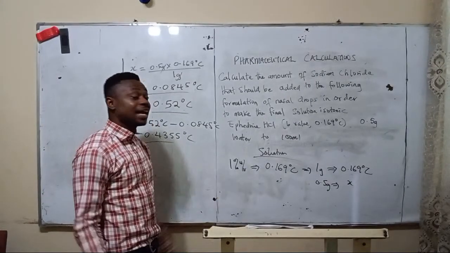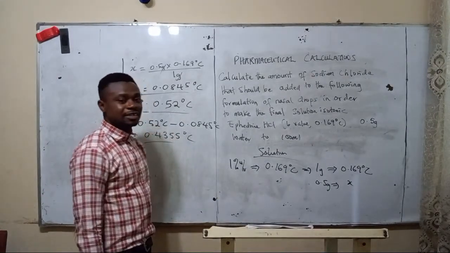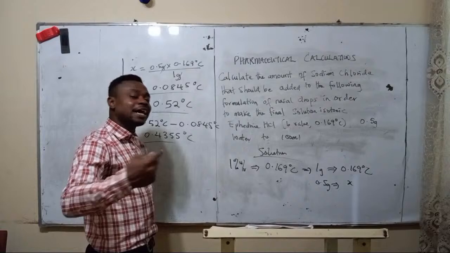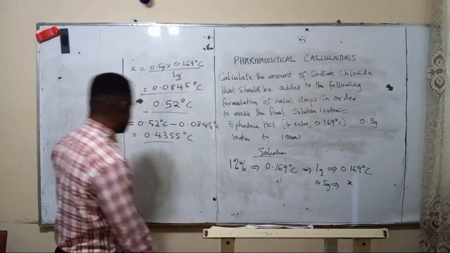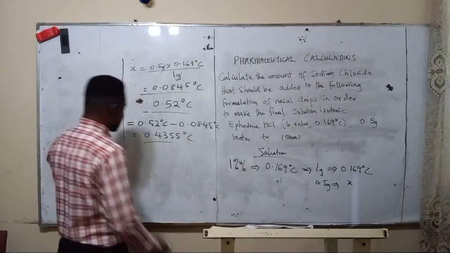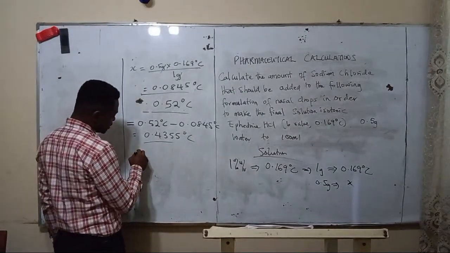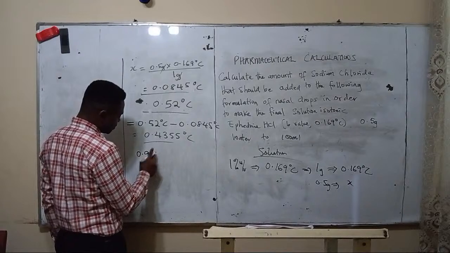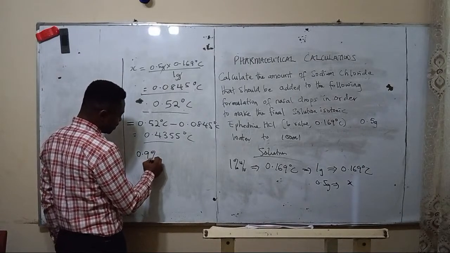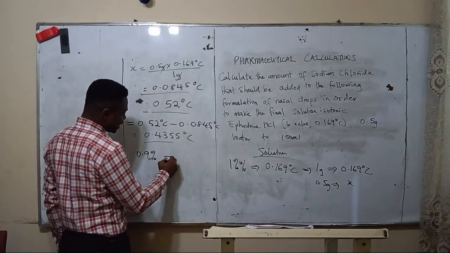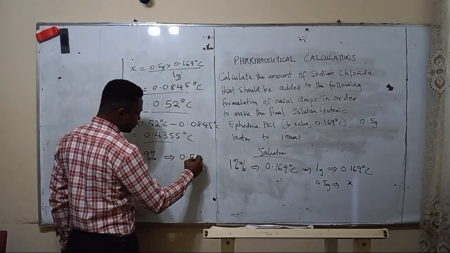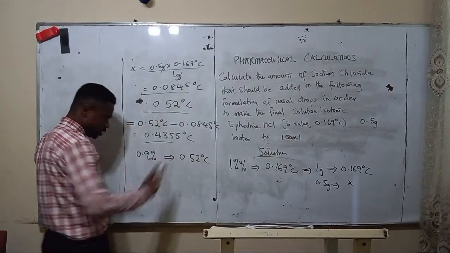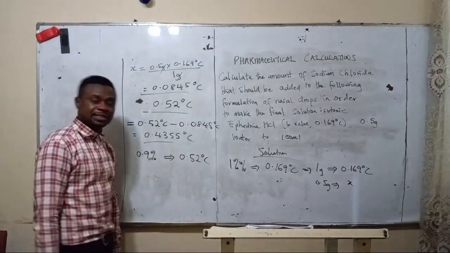At this point we add sodium chloride. So how do we know the amount of sodium chloride to be added? Since we know that 0.9 gram, that is 0.9% of sodium chloride, causes depression of 0.52 degrees Celsius. This has already been established.